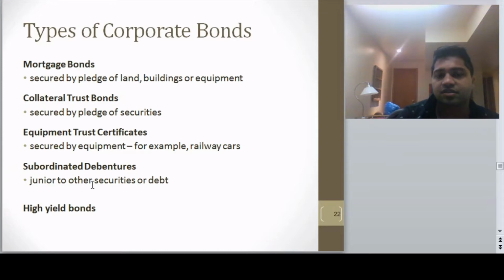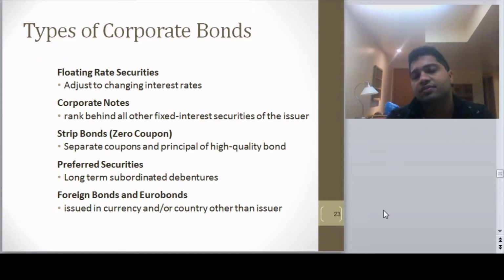Subordinate debentures, these are junior to other securities. Subordinate debenture means that these debentures have the last claim on all the assets, so everyone else is paid in terms of debt and then these debentures are paid, so they have a subordinate claim on assets. And then we have high yield bonds. So these are issued by not so creditworthy companies. They are also called speculative bonds, but they pay very high rates of return.